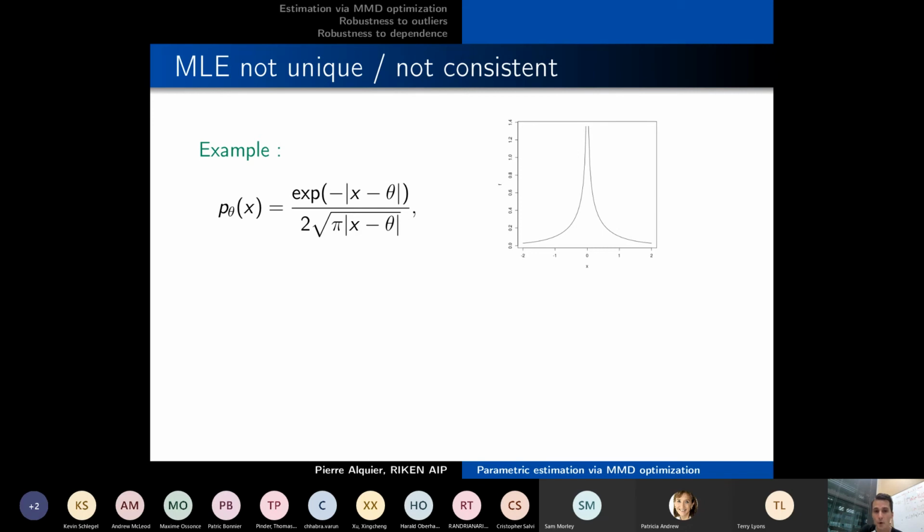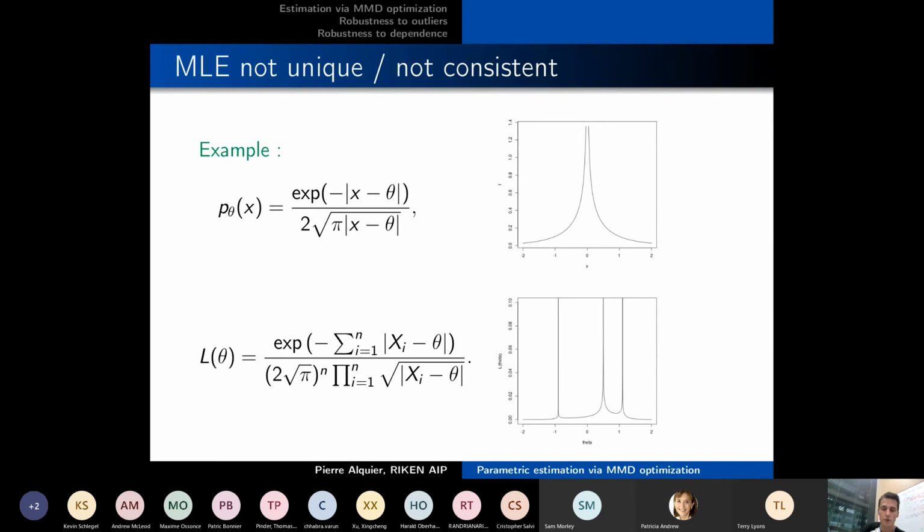The point is that this probability distribution has a density equal to infinity at 0. So whatever the sample you draw, the likelihood will be infinite at each point of the sample. So maximum likelihood is not even defined. And if you take one of the argmax randomly, then you probably will not have a consistent estimator.